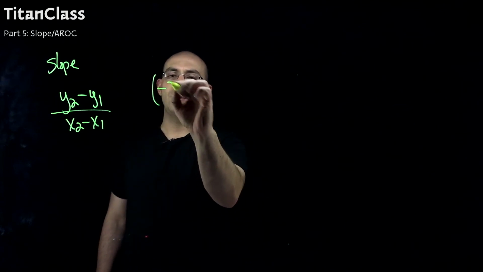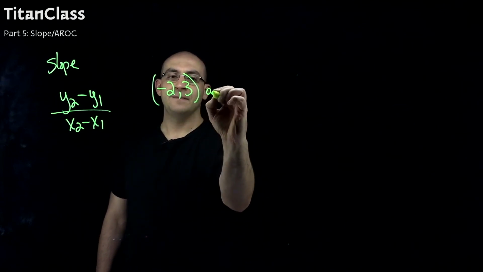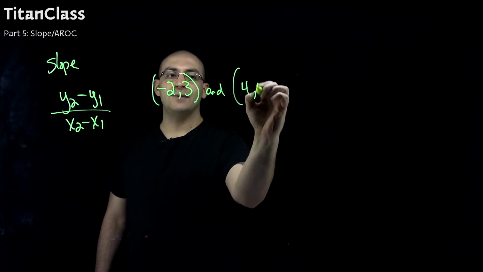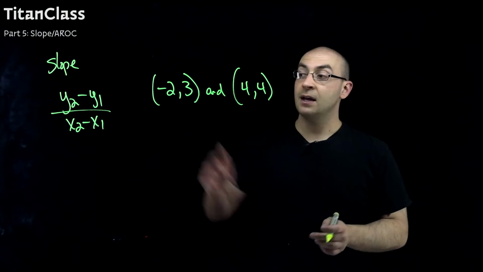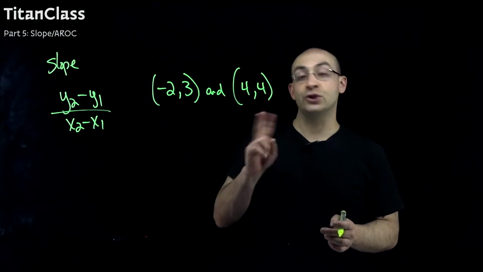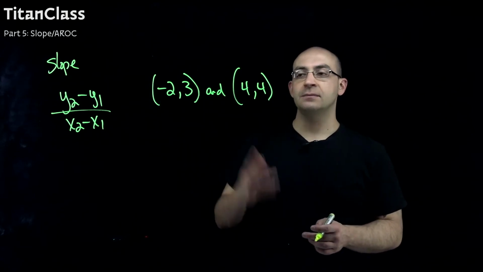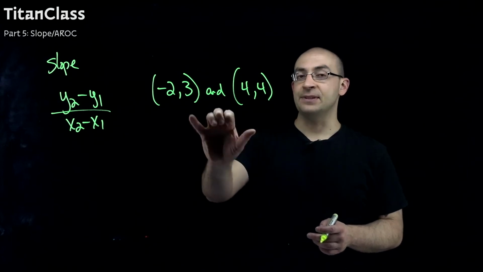Let's say we have the points (-2, 3) and (4, 4). I want to find the slope between these 2 sets of points. I need 2 points, or 2 sets of ordered pairs, to find slope. And here we go. I need to label these points.